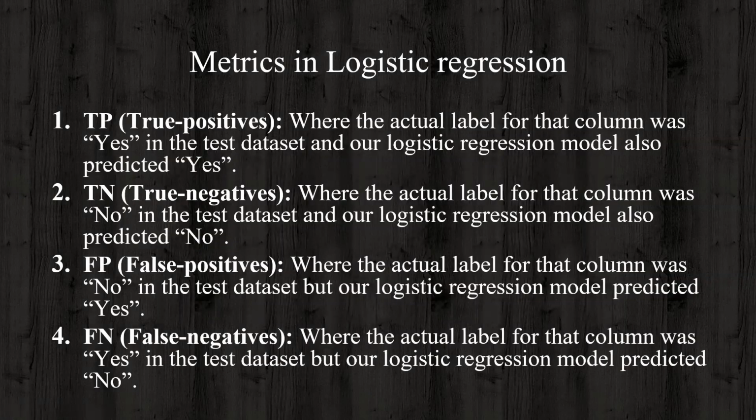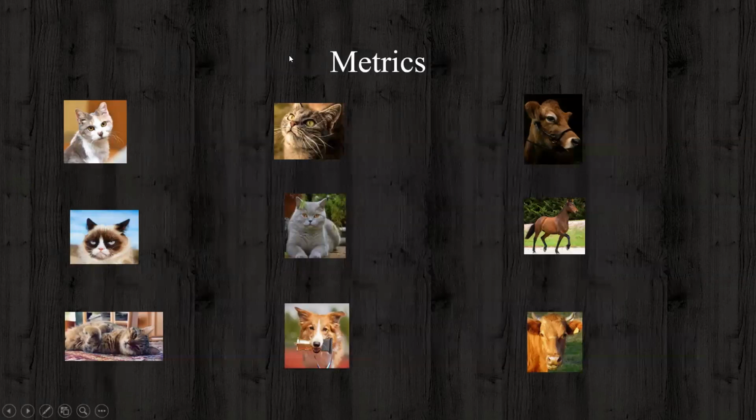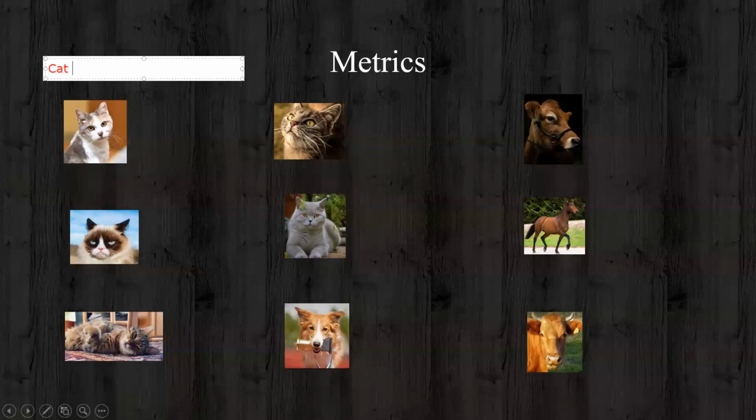So let us now try to understand about the metrics in logistic regression. So what are the metrics in logistic regression? To understand this metrics in logistic regression, we will take some of the images, right? So just assume that I just make a model now, right? I am just making a model. So what is the model I'm making is I'm trying to predict whether it is a cat or not a cat, right? I'm making a model to predict whether it is cat or not a cat.